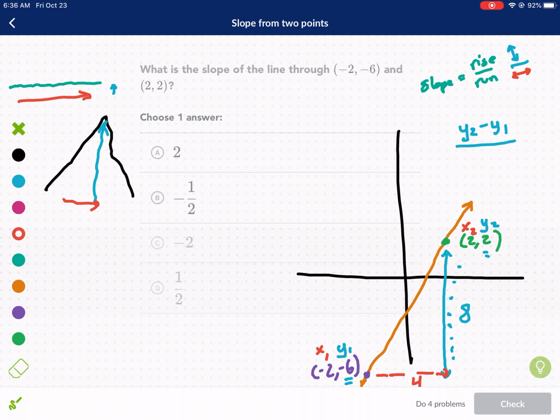Another common mistake is you label the points x1, x2. Don't do that. Okay, there's an x and y value for each coordinate. Make sure you adhere to those rules. So again, how do we find the difference? We subtract the x values.